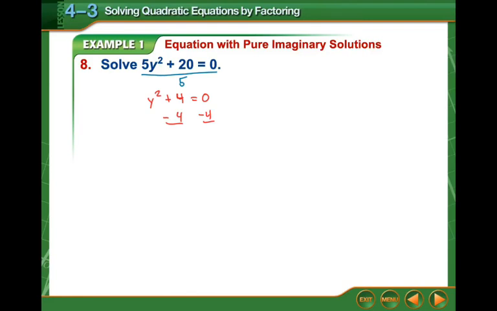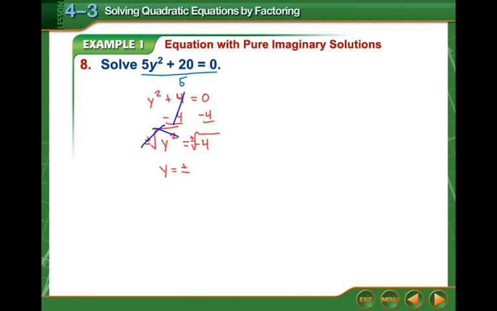But at this point we are going to get a negative, which means we're going to have to square root a negative. So y squared equal to negative 4. And we're going to square root, remember, plus or minus. And that's going to get rid of our square. So we're left with y equal to plus or minus the square root of negative 4.